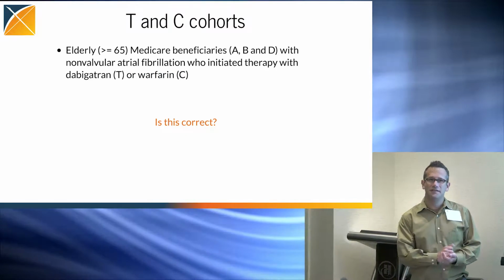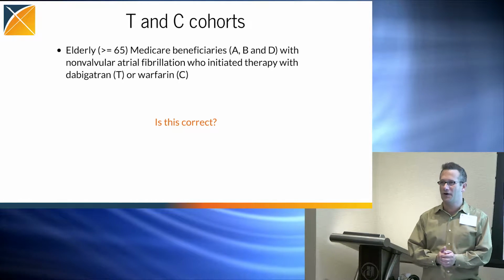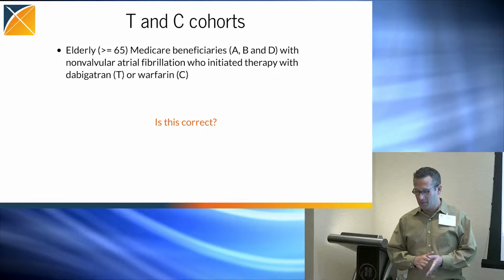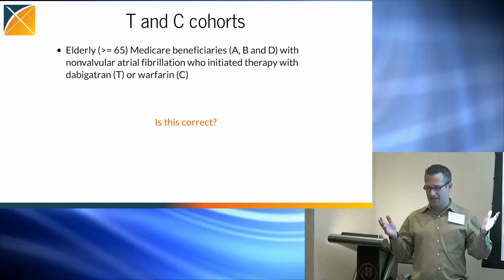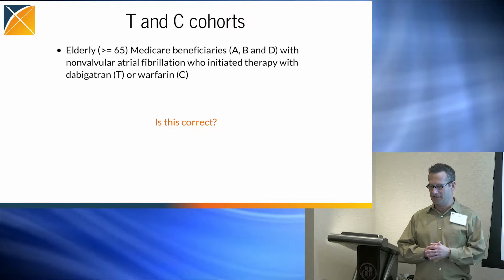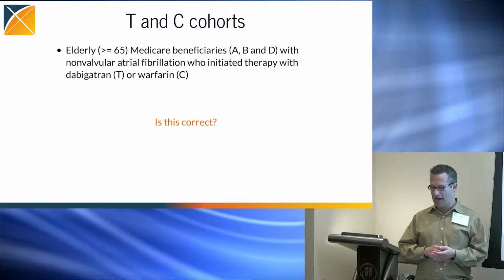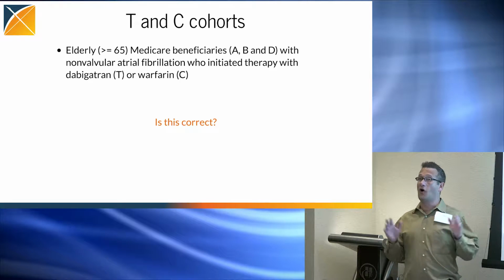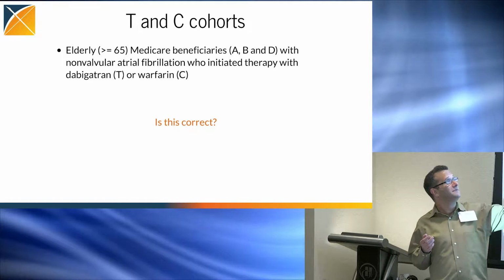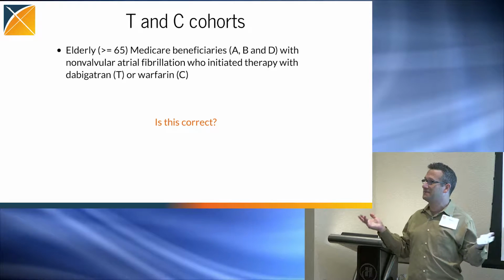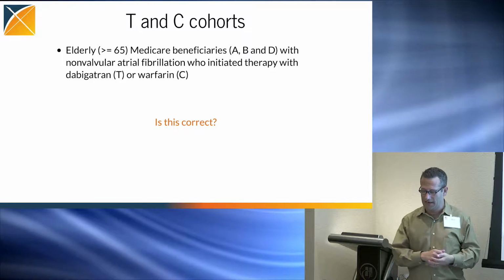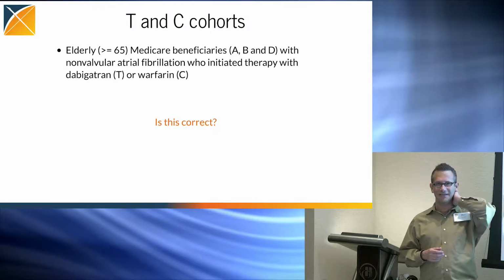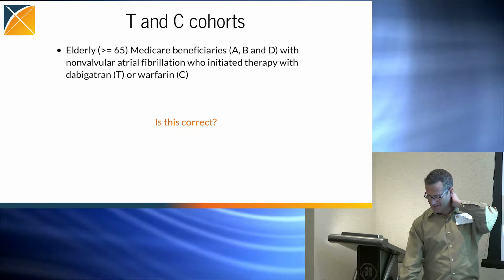Let's walk through the questions together, highlighting a couple of points just to make sure everyone has them. We'll start with the target and the comparator groups. Of course, the statement says we're going to look at elderly Medicare beneficiaries who have non-valvular AF, who are new users of dabigatran or warfarin. I've arbitrarily called dabigatran T, warfarin C. They're reversible on that. Is that correct? It's not complete. No, it's certainly not complete. No kidney transplant.